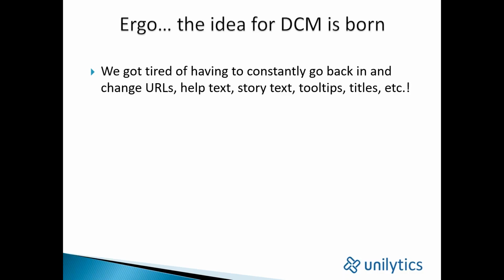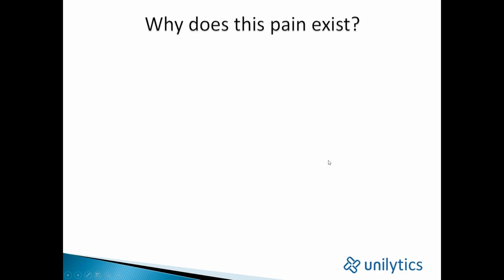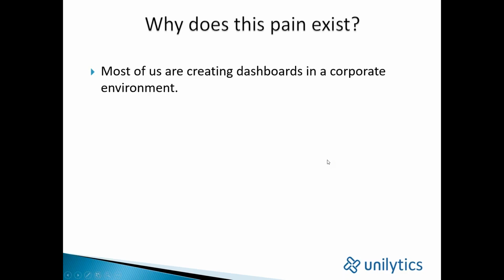So in our case, we got tired of having to constantly go back in and change our URLs when we publish from development to production. If we change the way a dashboard works, we need to update help text that we display. A lot of people will see that when you have question marks on your dashboard and you hover your mouse and it tells you how to use the dashboard. That sort of help text becomes very time consuming to maintain. Tooltips, titles, hyperlinks, all of that starts becoming a huge amount of content that we have to maintain. So DCM exists to try and address that.